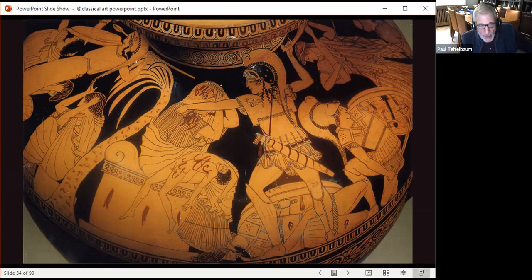Once again, the male figure in the center with his hand raised is Neoptolemus, who's the son of Achilles, and you see the way his helmet violates the top line.